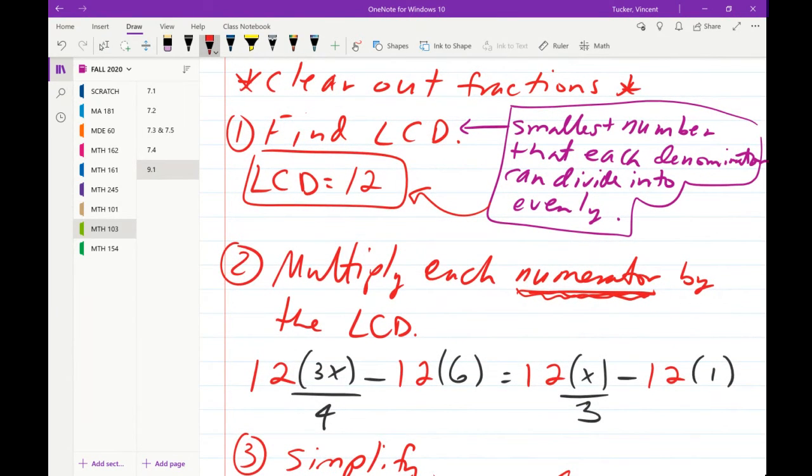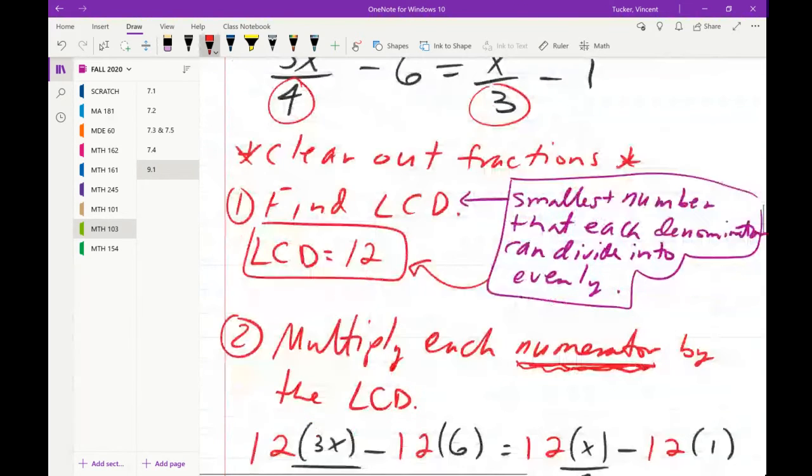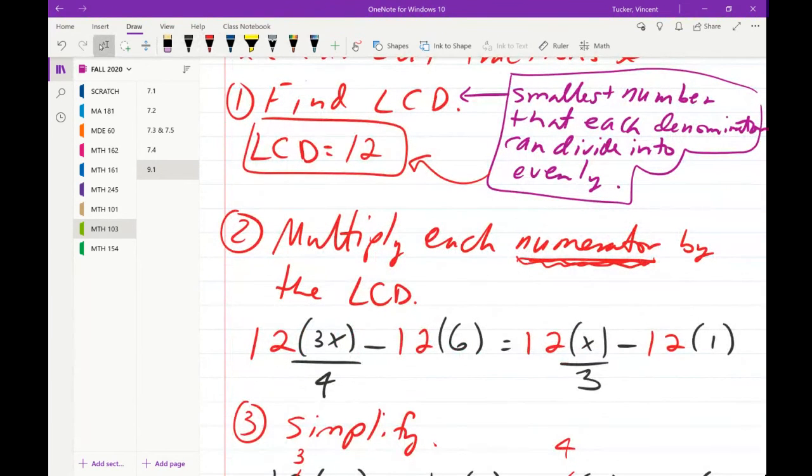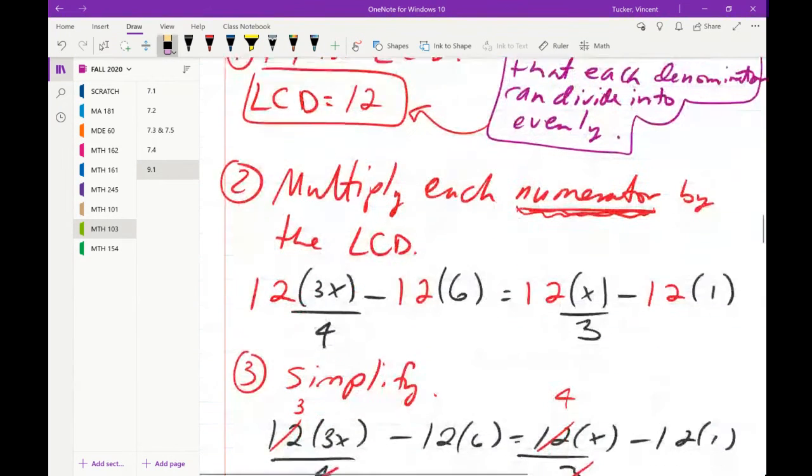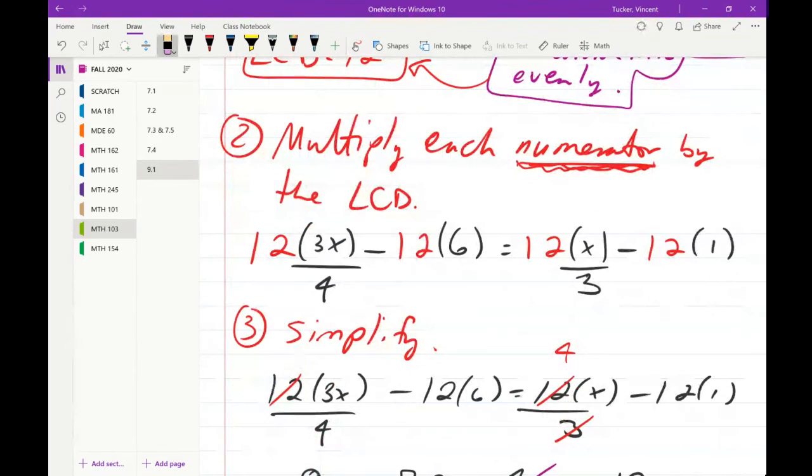12 times 3x over 4 minus 12 times 6 equal to 12 times x over 3 minus 12 times 1. So we just took each term and multiplied it by 12. Whether it had a denominator or not, you have to multiply each term in order to keep your equivalency. Next step is to simplify.